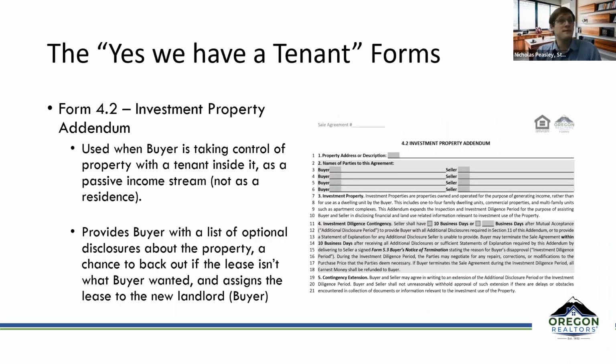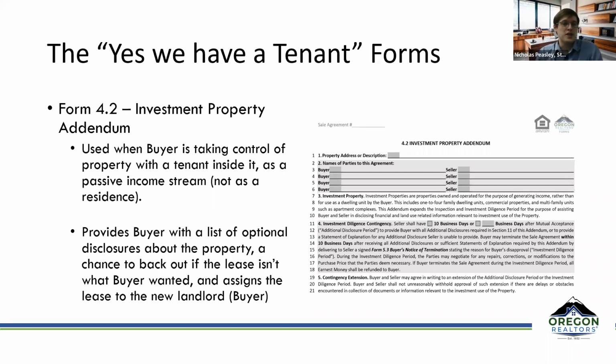Form 4.2 is the investment property addendum. This is used when the buyer is taking control of property with a tenant inside and they're planning to use it as a passive income stream, not as a residence. So the buyer is not moving into the property, they're just using it to generate income. It provides the buyer with a list of optional disclosures of various things they can ask about. I'll highlight a handful of them, but there's quite a large list of things that the buyer can request as parts of due diligence for this investment property.